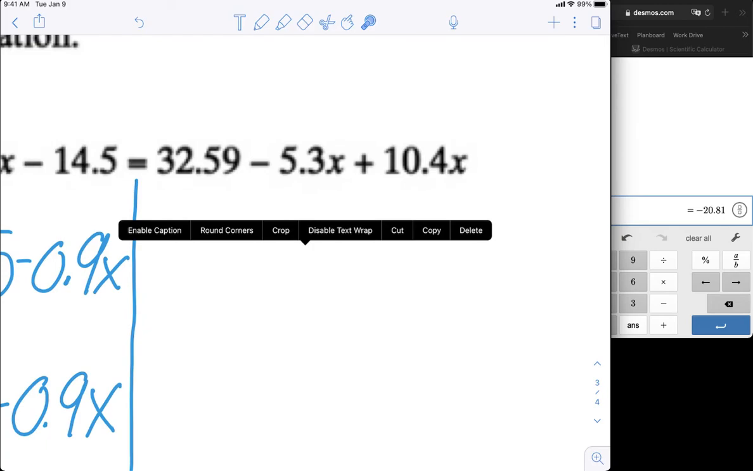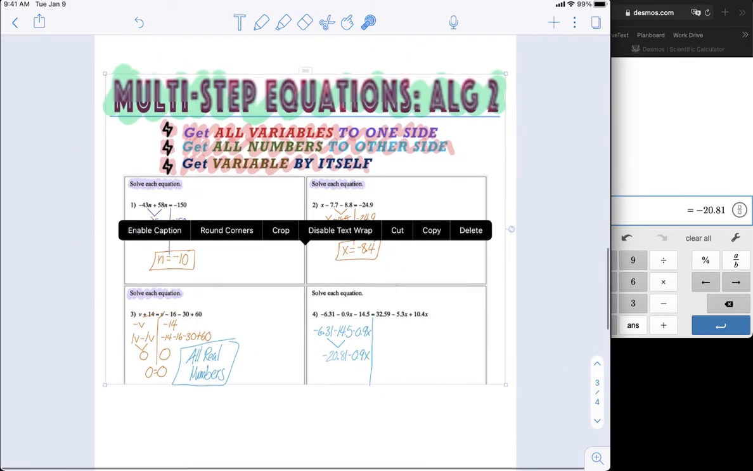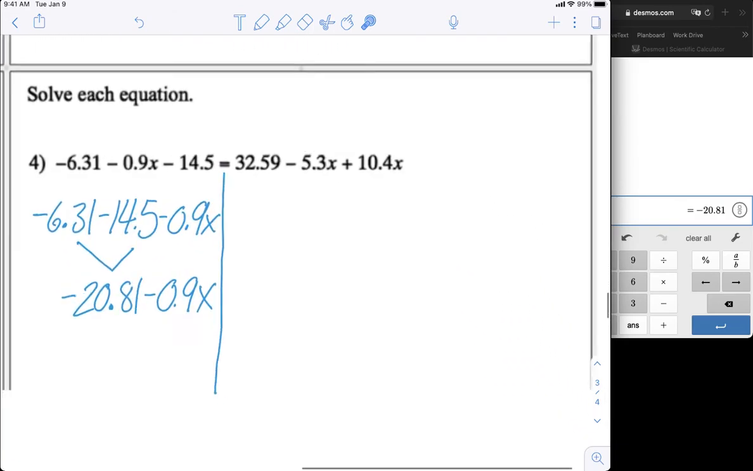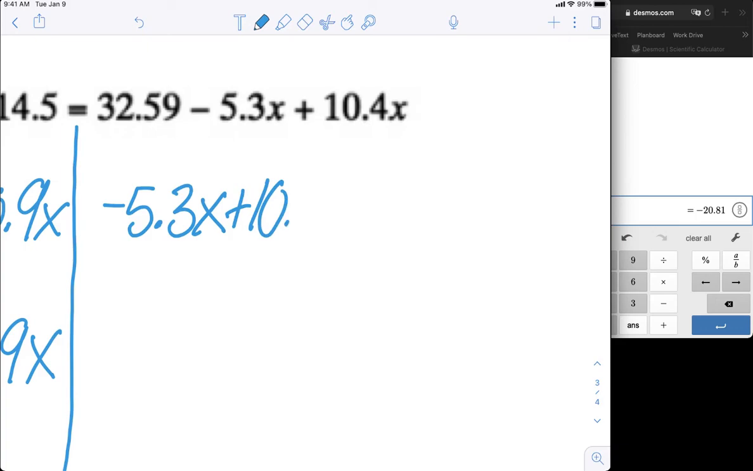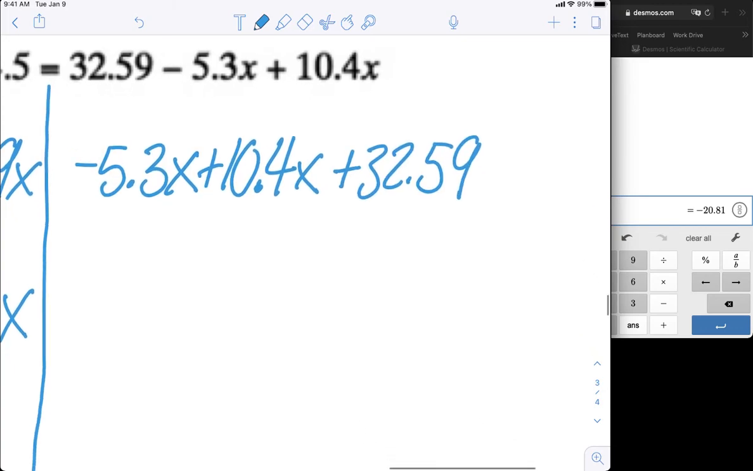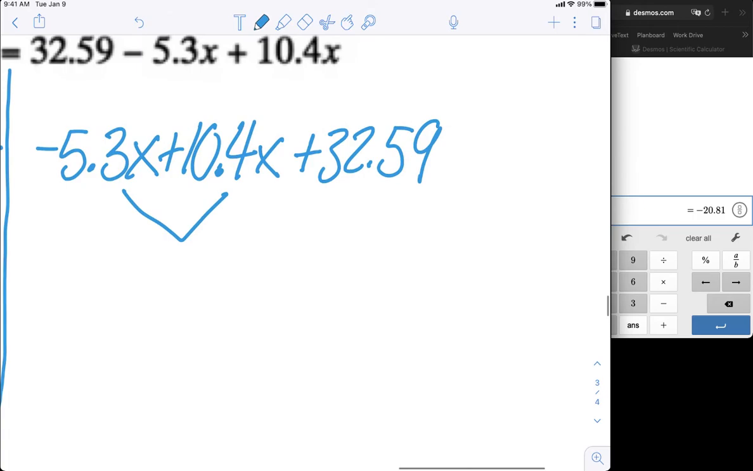Now this side of the x, if I noticed, I have x and x. So I'm going to bring those two together: negative 5.3x plus 10.4x. Now this 32.59, that's a positive. I'm just going to write it over here at the end. And I wrote them together because these two are like terms, because they both have x, right?